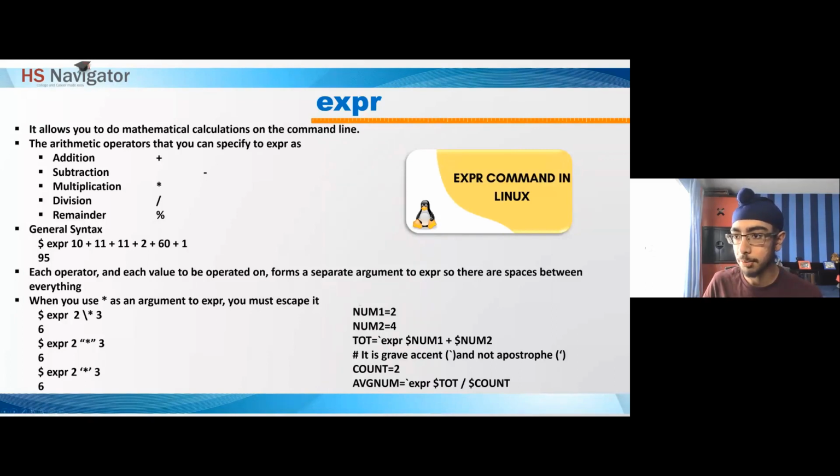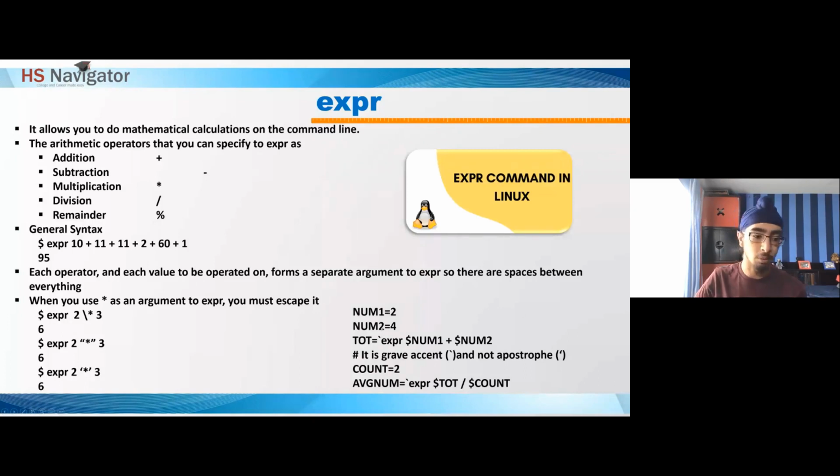Another example is, let's say you have num1 equal to 2 and num2 equal to 4. You can actually set another variable equal to expr num1 plus num2. There are a lot of things going on in this line. First of all, you can assign a variable to a shell command, and in order to actually do that, you don't put quotes around it. You don't put single quotes, double quotes, or apostrophes.